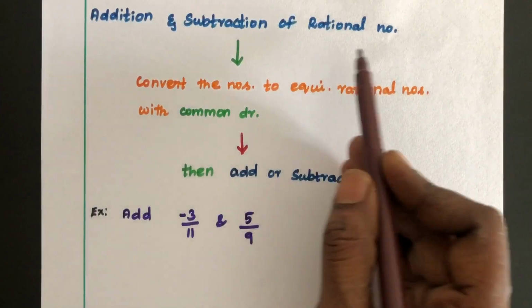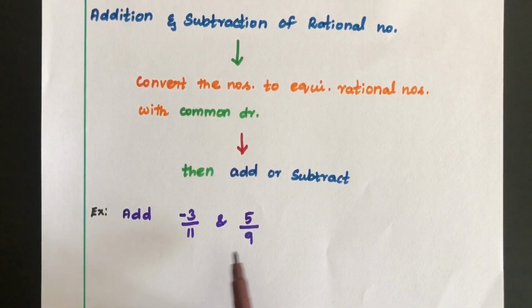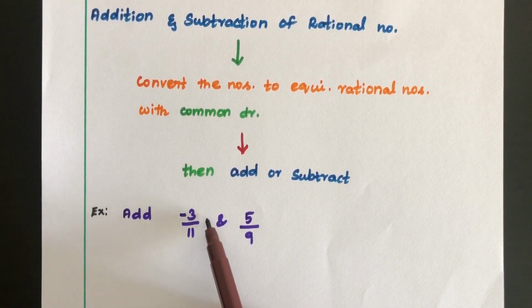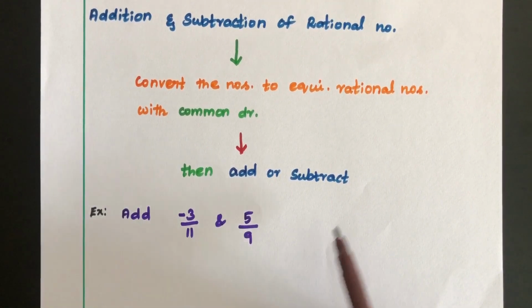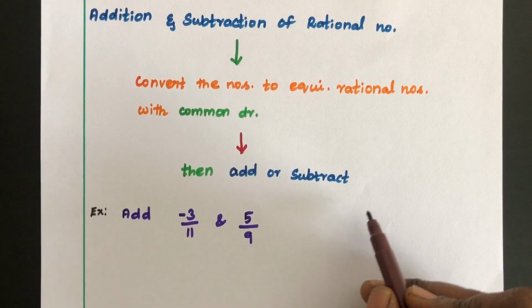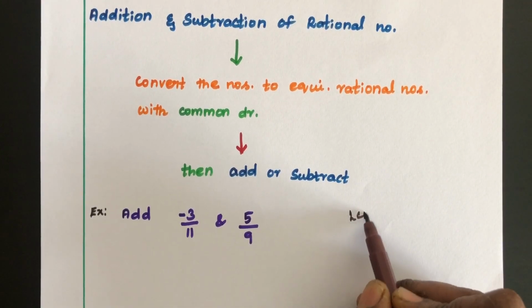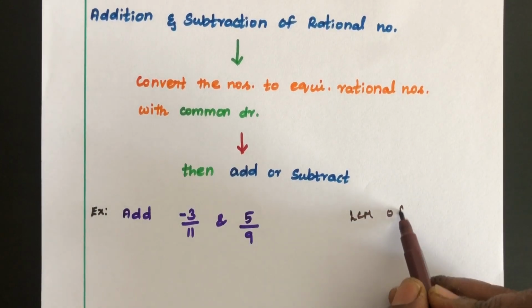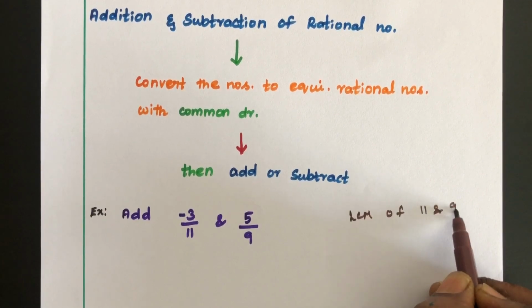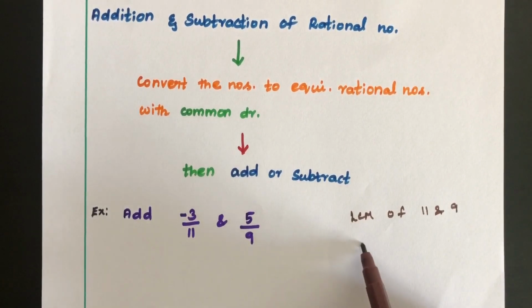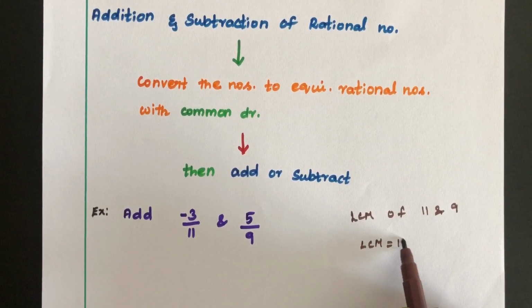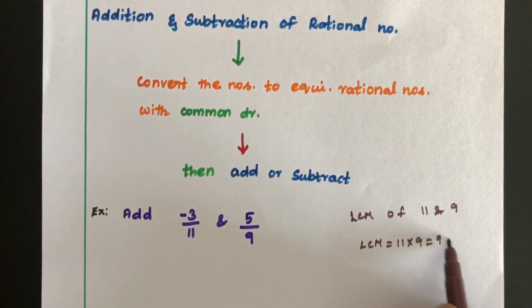Addition and subtraction of rational numbers. Here also the same thing, just find the LCM of the denominators and then convert them into equivalent fractions with like denominators, as like fractions actually. So now the LCM of denominators 11 and 9. There is no common factor between these two. So the LCM is 11 into 9, which is equal to 99.